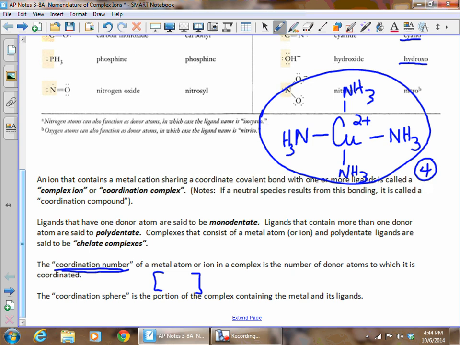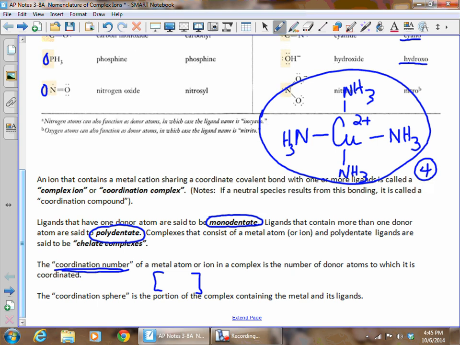Now we have 2 different kinds of ligands. Ligands that have one donor atom are said to be monodentate, and we think of these little pairs of electrons here as kind of vampire teeth. Dentate meaning bite onto. So if they've got one bite possible, then it's said to be a monodentate. If it's got more than one place that it can bite onto something, it's called a polydentate. And if we have polydentate ligands around a metal cation, for instance, we call them chelate complexes.